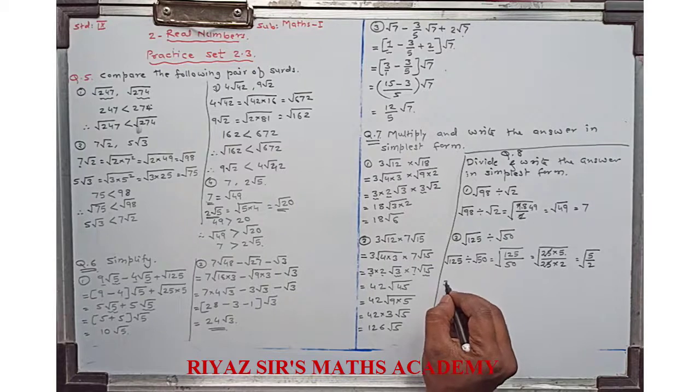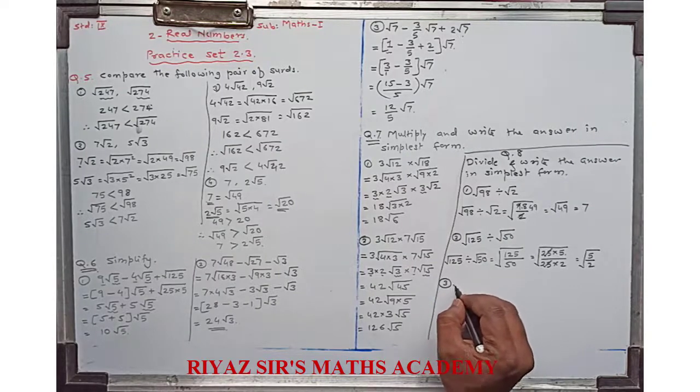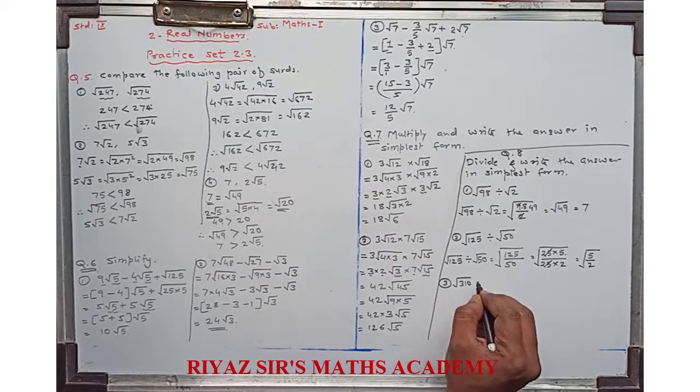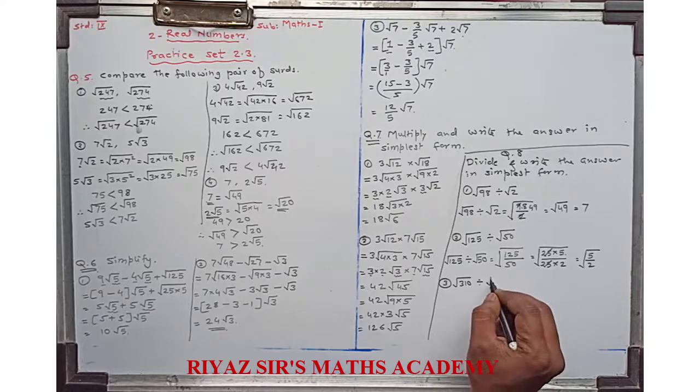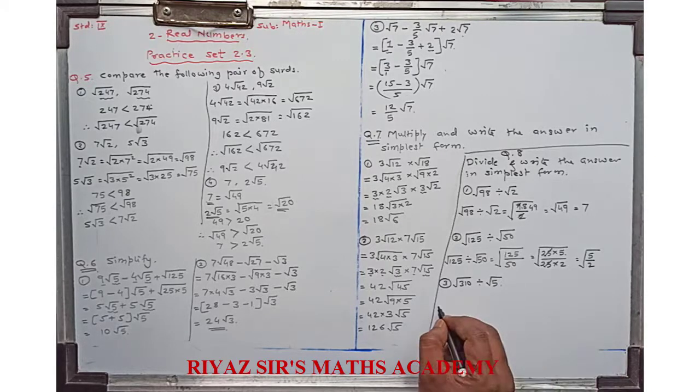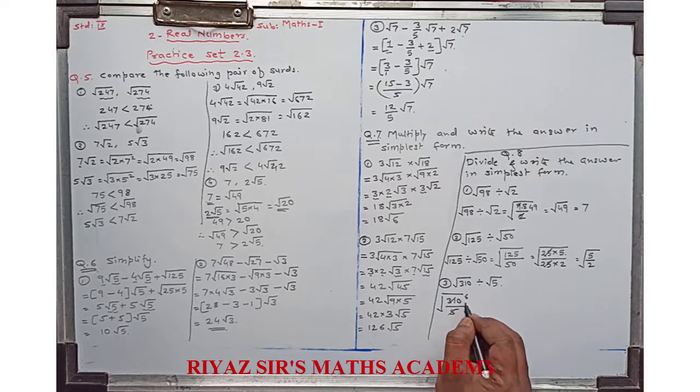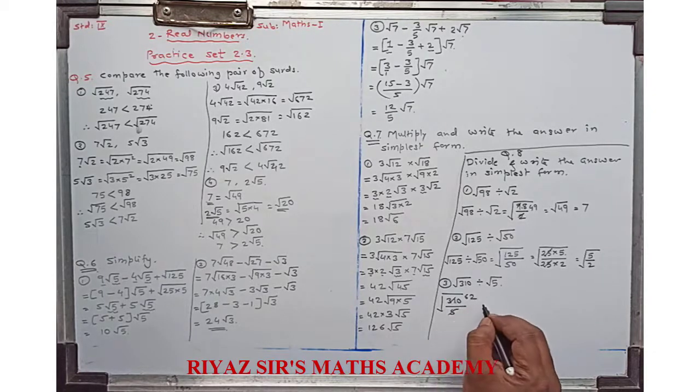No. Now come to the next example, that is the third one, square root of 310 divided by square root of 5. So that we can write as square root of 310 divided by 5. Just simplify this. 5 ones are 5, 5 6s are 30, 1 is left. 5 2s are 10. That is equal to square root of 62.